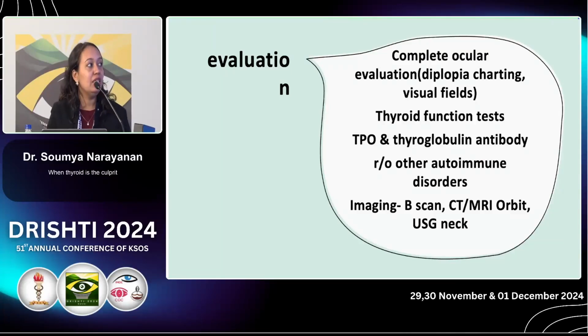So for evaluation, we need a complete ocular evaluation including diplopia charting and visual fields. Thyroid function test should be done along with thyroid peroxidase enzyme and thyroglobulin antibody, and rule out any other autoimmune disorders. Imaging in the form of B-scan, CT orbit, MRI orbit or USG neck is also important.